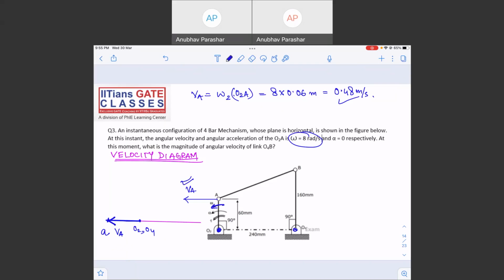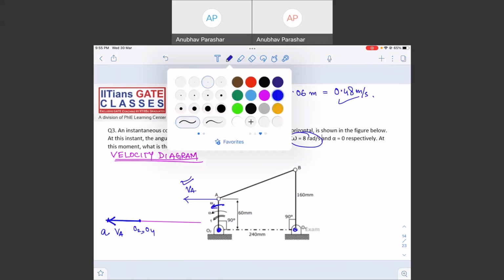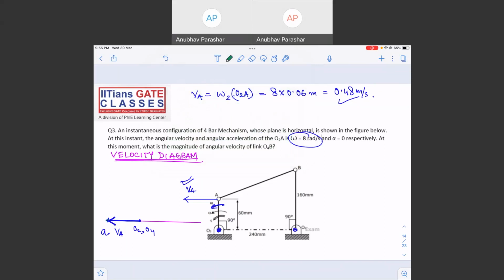Nice. So with respect to A, now if you sit down at point A and you try to find out the velocity of point B, can we say the velocity of point B will be perpendicular to the line AB? Can you say the velocity of point B with respect to A will be perpendicular to line AB?